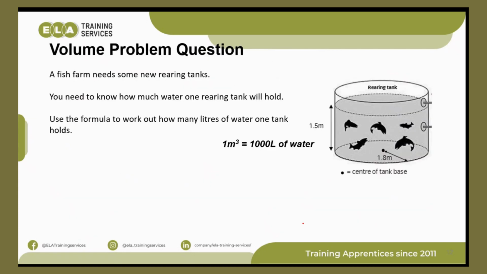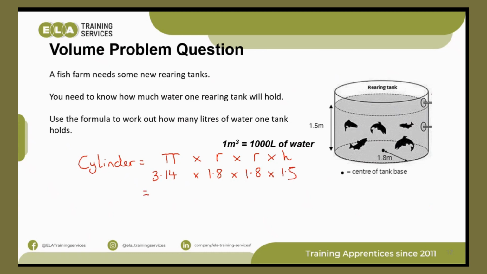Now let's have a look at a volume question with cylinders. A fish farm needs some new rearing tanks. You need to know how much water one rearing tank will hold. Use the formula to work out how many litres one tank will hold. So always remember, establish what shape you are dealing with. So now we're going to do pi times radius times radius times height. Pi we know is 3.14, multiplied by our radius, which is 1.8 in our question, and then we're going to times it by our height, which is shown as 1.5. We're going to pop that into our calculator.